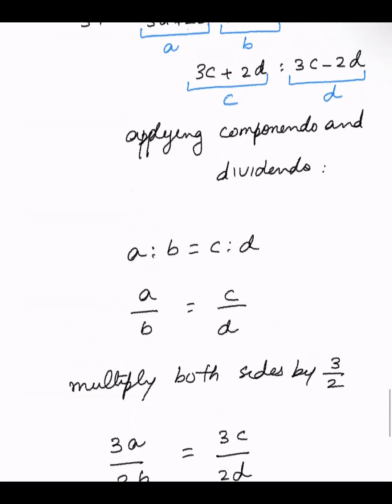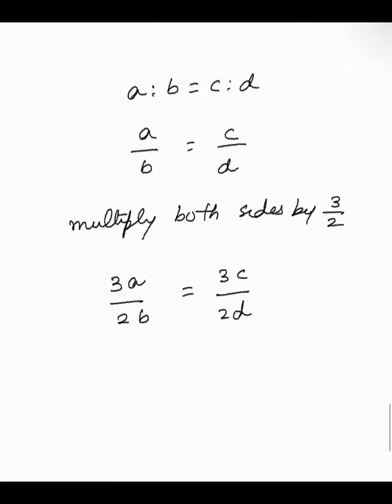Now look at the question. In the question we have 3A plus 2B, and in the denominator we have 3A minus 2B. So this is clearly componendo and dividendo. Once you have this, just say that applying componendo and dividendo.